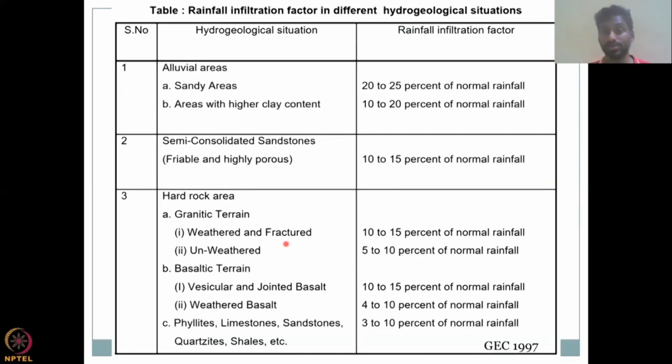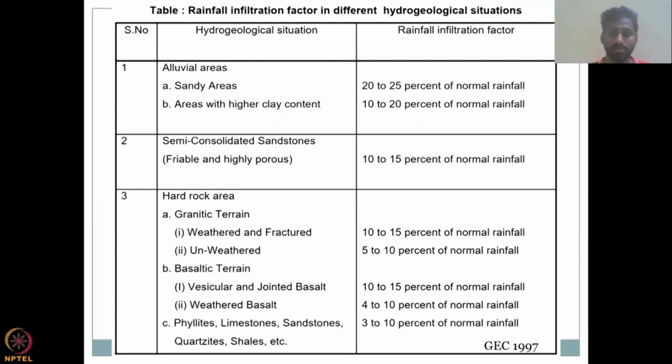I've taken some in this lecture, for example. Okay. Let's look at it. Rainfall infiltration factor in different hydrogeological situations. What is the hydrogeological situation? Hydrogeological, not only geology. When it is geology, it is only rock, sediment, those kinds of things. But when you talk about hydrogeological, then water is also part of it. Hydro. Okay. So rainfall infiltration is very important to understand these recharge factors.